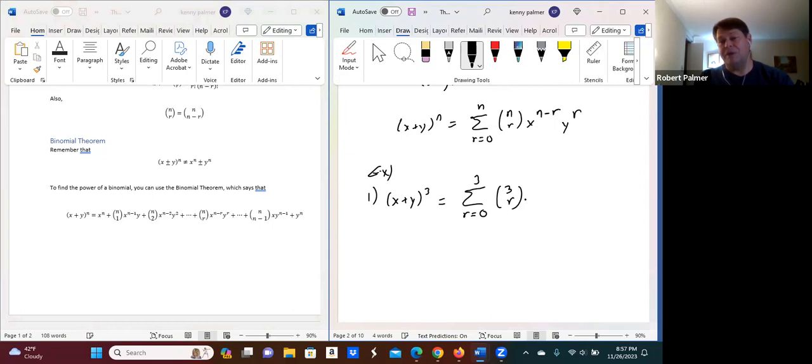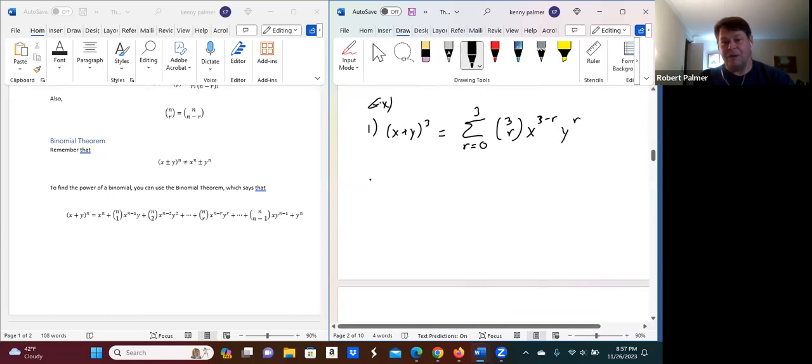So it's replacing all the n's with r's: x to the 3 minus r times y to the r. Okay, so let's write that down. This is a good one to start with, it doesn't have too many terms. The first term, when r is 0, is the binomial coefficient 3 over 0, and x to the 3 minus 0 times y to the 0.